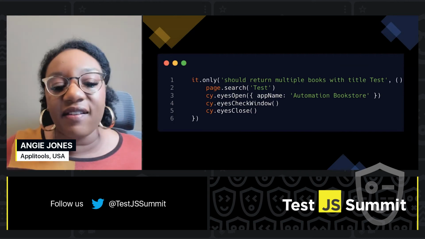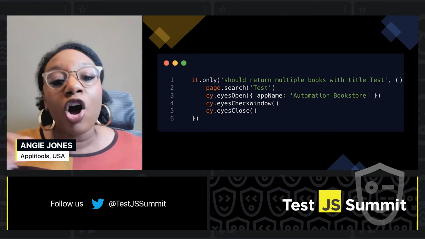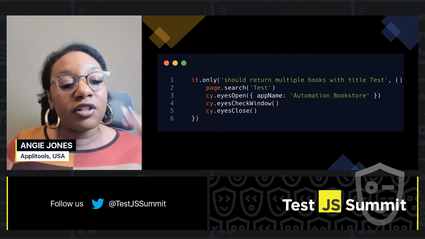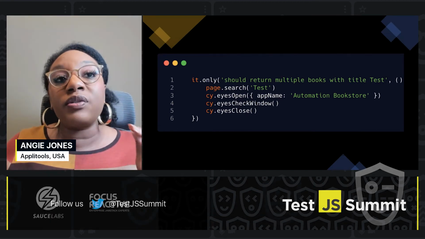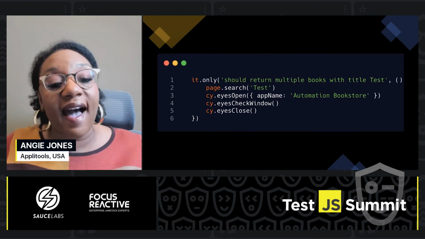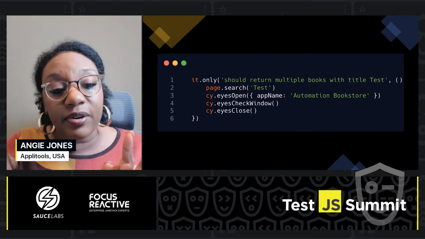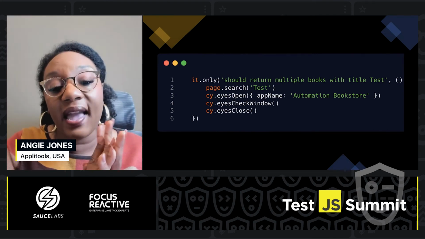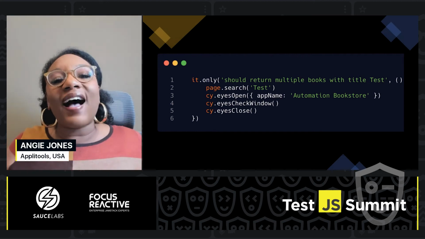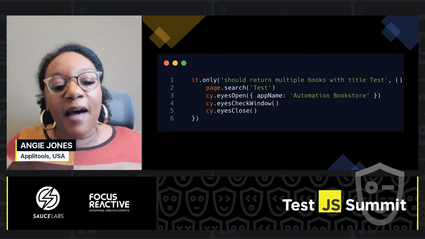So how do we add it? Very simple. Three lines of code, almost like poetry, right? Starting on line 3, we use the Applitools Eyes API, and it integrates so nicely with Cypress. So look here, it becomes a Cypress command. We say, open your eyes. We give it the name of our application.